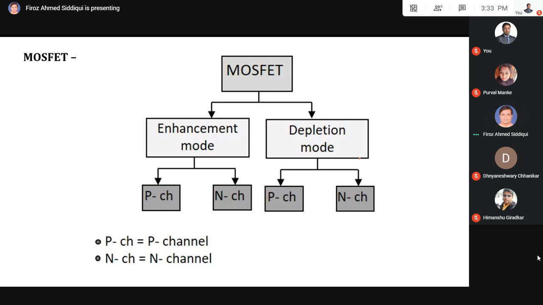Then come to the next topic, that is MOSFET, metal oxide semiconductor field effect transistor. This is also one type of transistor. What we saw before this was the BJT. This is MOSFET. All the ICs that come now use components based on this.